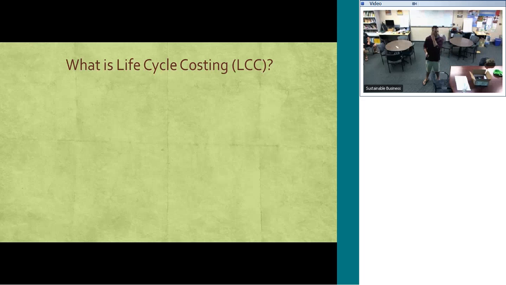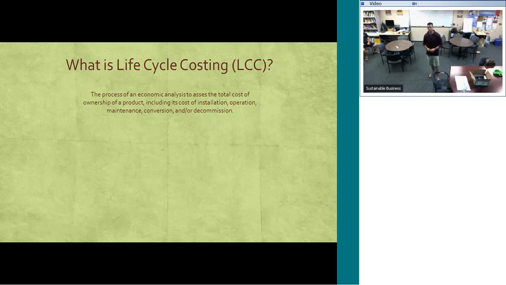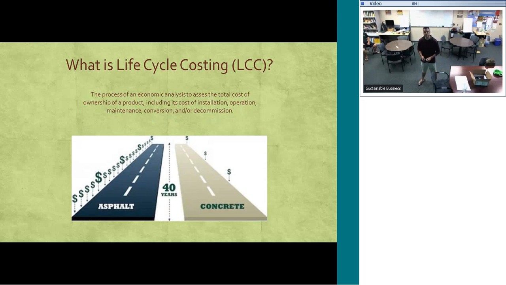What is life cycle costing? It's the process of an economic analysis to assess the total cost of ownership of a product, including its cost of installation, operation, maintenance, conversion, and/or decommission. This is different compared to the previous topics we just talked about because it's not just looking at initial cost compared to when you're going to get your money back. It's looking at the lifetime of the product.